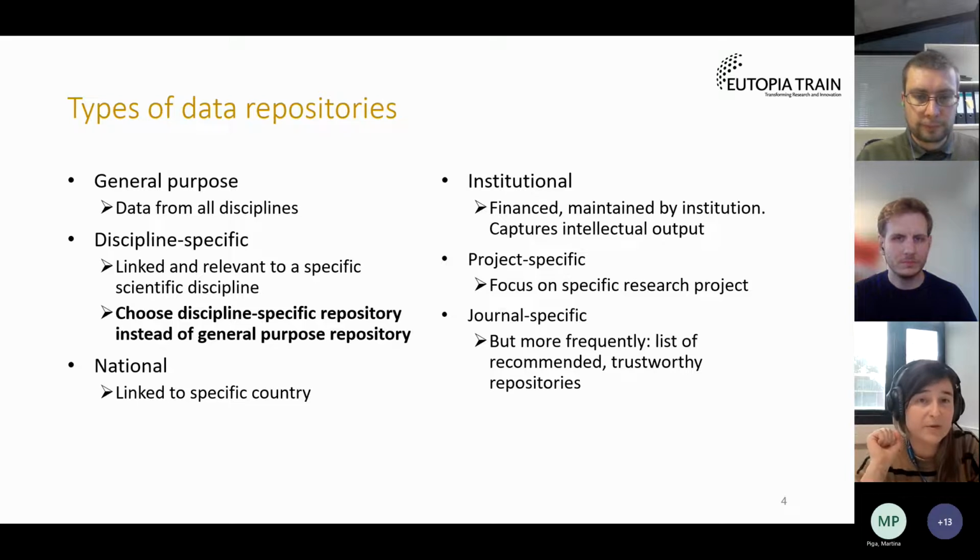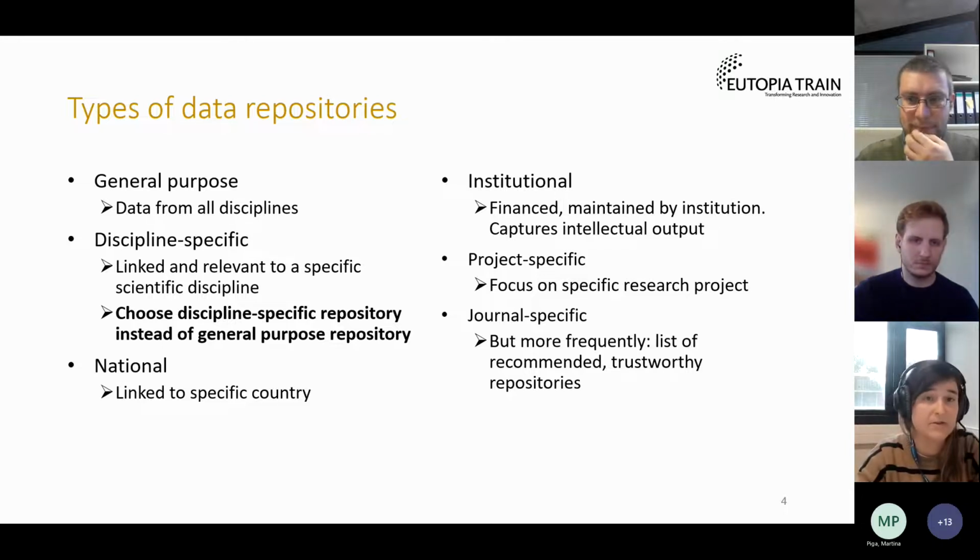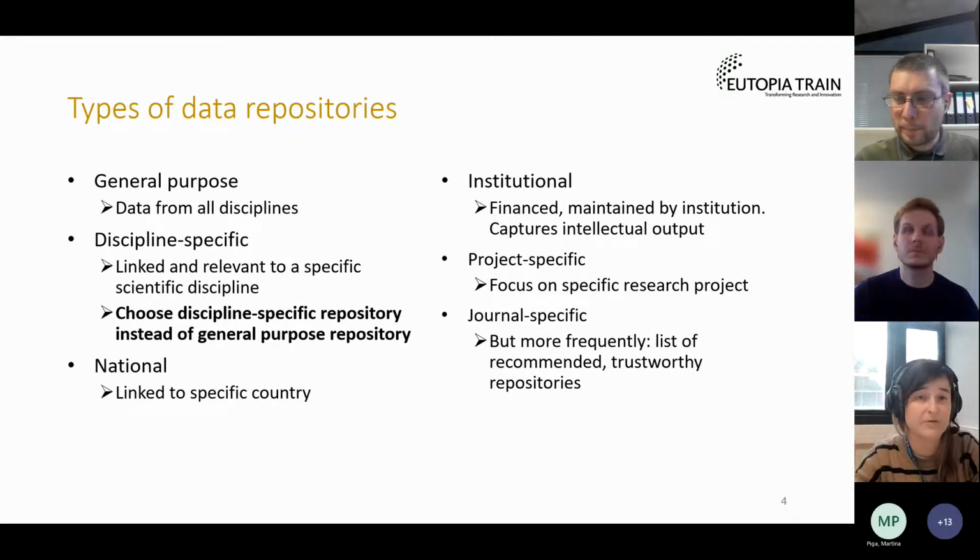There are a few types of data repositories. Firstly, we have a general purpose repository. Sebastian already mentioned this. A great example for this kind of repository is Zenodo. You can store all kinds of information on there, all kinds of data from all disciplines.